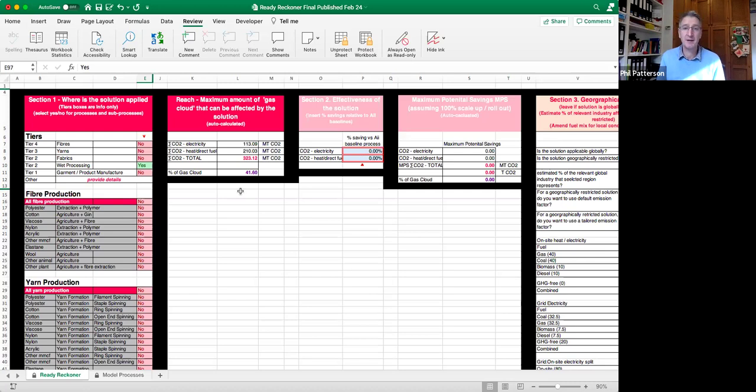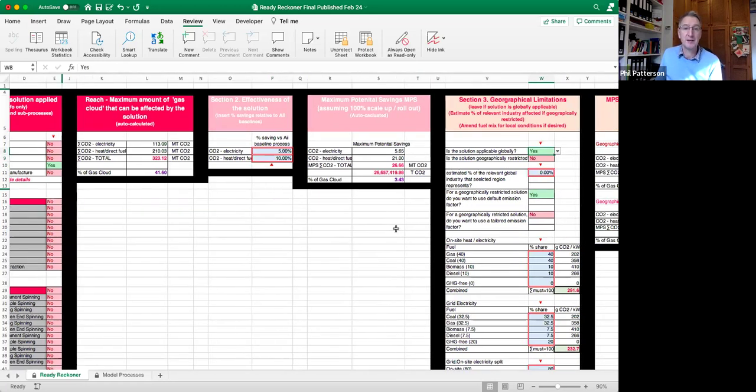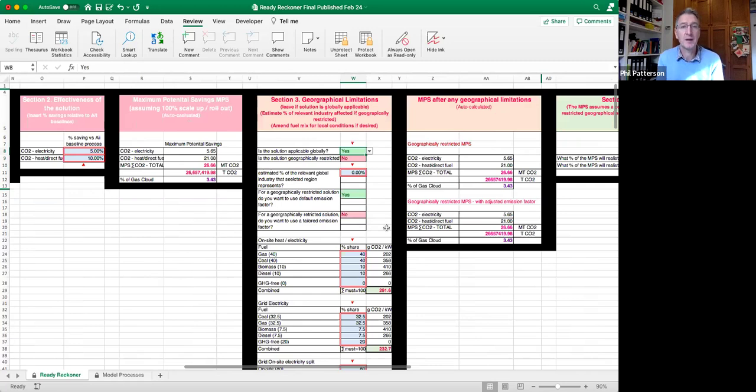Wet processing is a very energy intensive process. We then enter the figures for electricity savings, 5%, as we said before, and 10% for heat. And this then calculates the maximum potential savings in terms of megatons of CO2 and tons of CO2. And you can see there that represents potentially 3.4% of the gas cloud, which is a very, very significant amount of CO2 savings. We then go on to the geographical limitations.